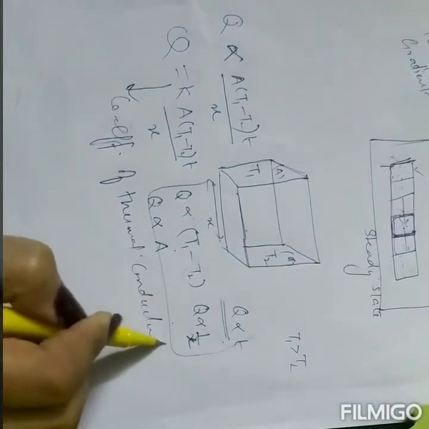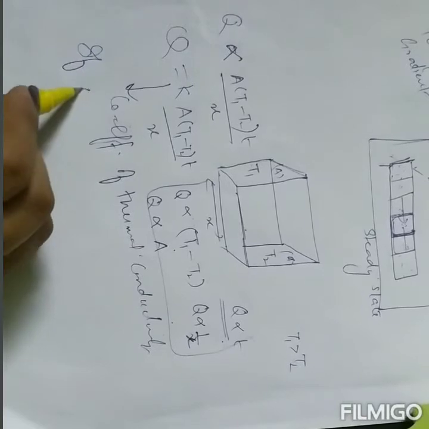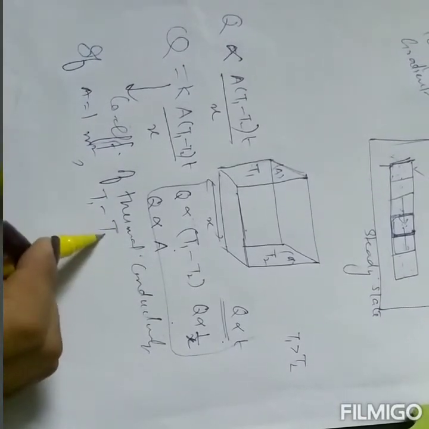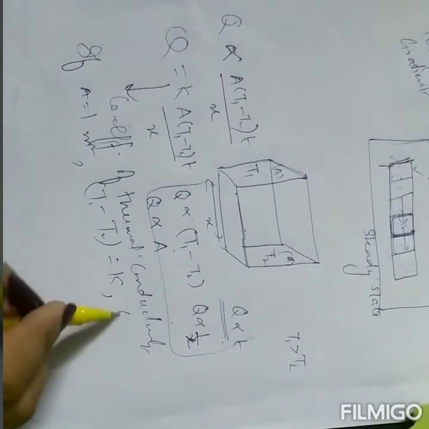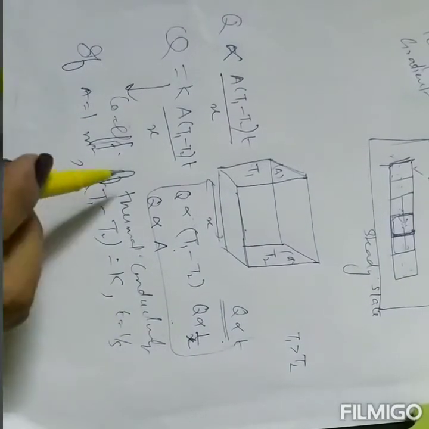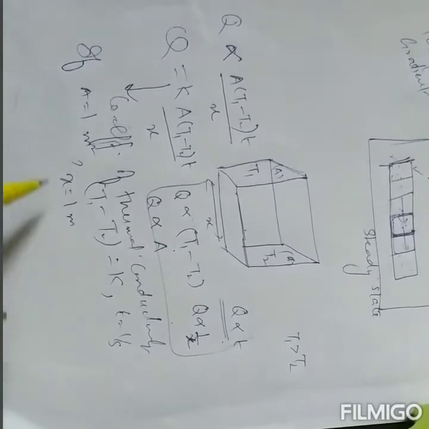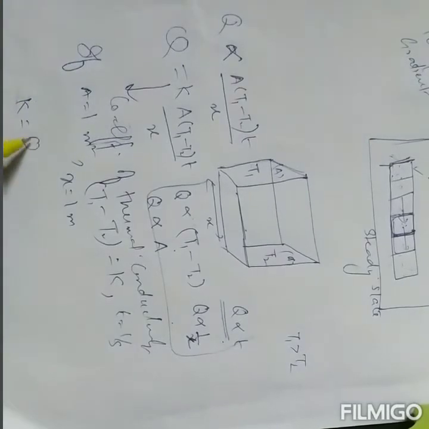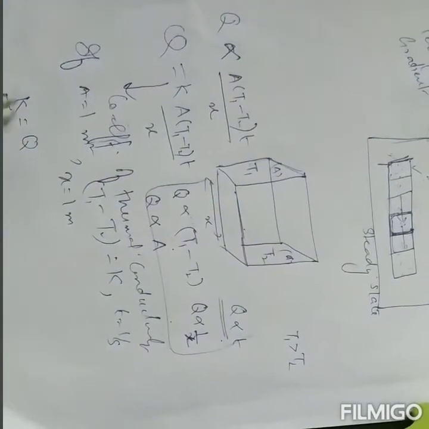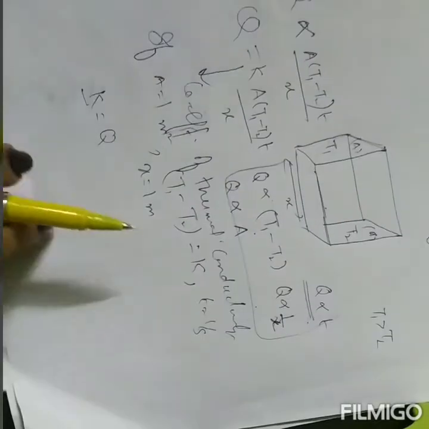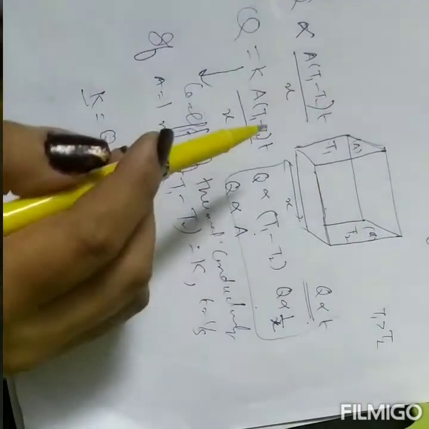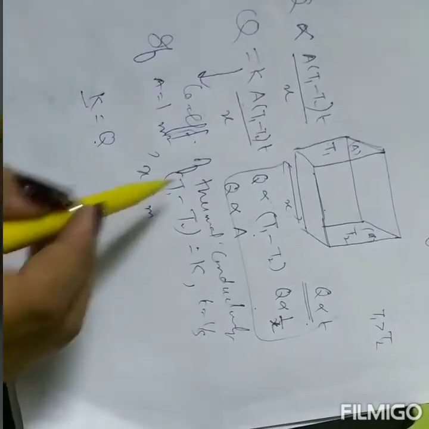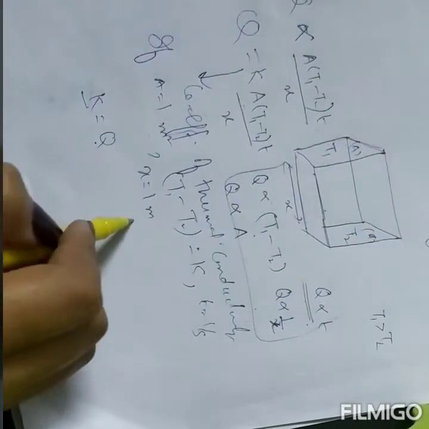So how to define K? If A is equal to 1 meter square, T1 minus T2 is equal to 1 Kelvin, small t is equal to 1 second, and x is equal to 1 meter, then K is equal to Q. It means the coefficient of thermal conductivity is equal to the heat flow through a cube of unit volume, because the area is 1 meter square and the length, that is the distance, we are also taking as 1.